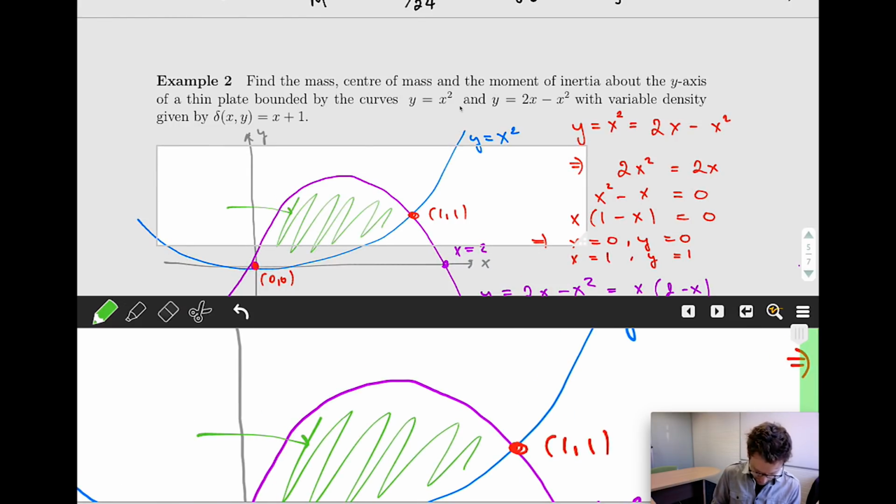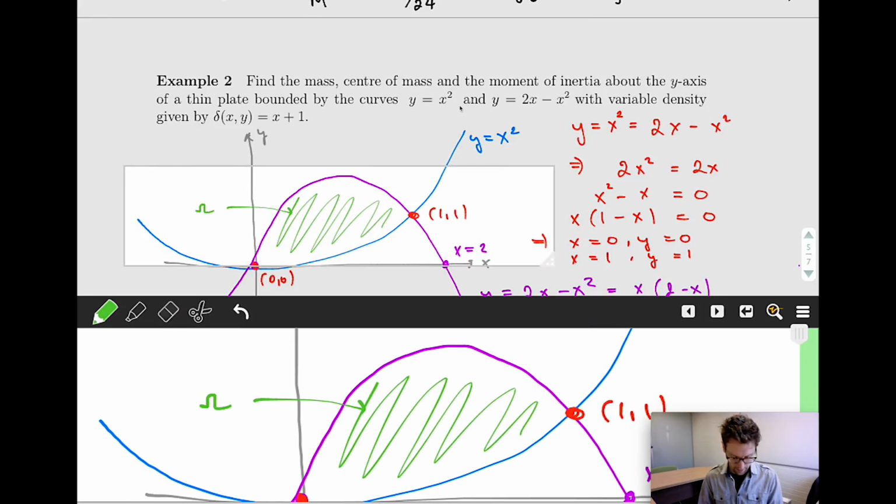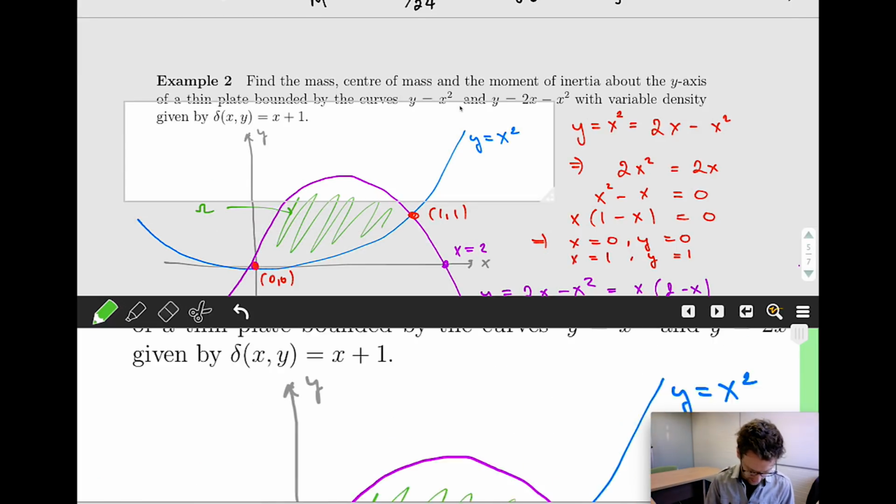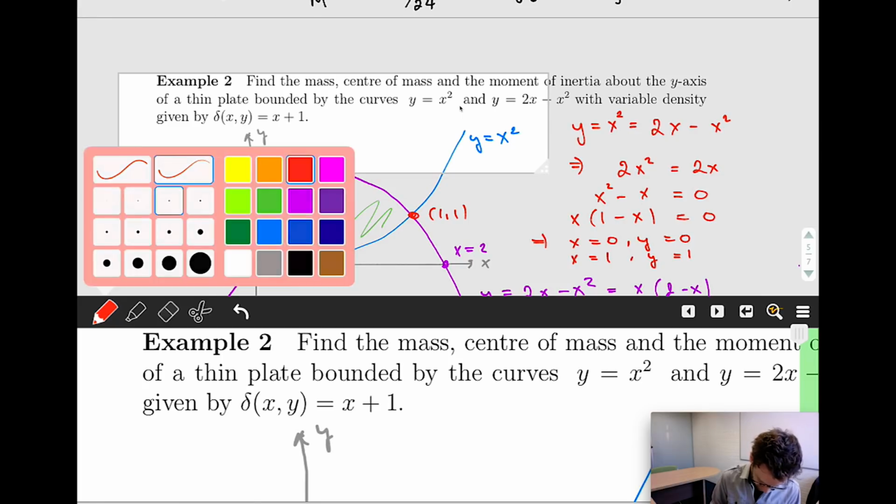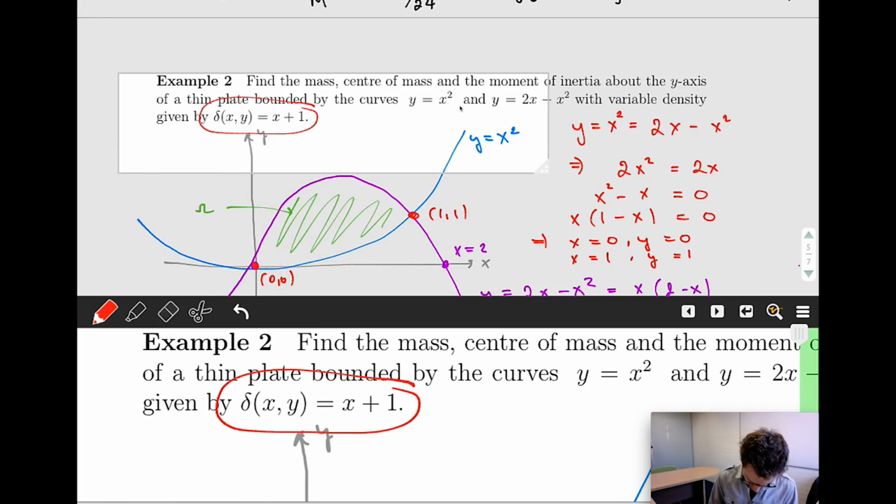And if we're going to make use of symmetry in this problem, we're going to have to think about whether or not this region of integration and the density are symmetric under exchange of x and y. So let's take a look at the density. It's given by this formula here. If I was to swap x with y and y with x, would I get the same expression for the density? And you can see that if I replaced x with y, my density would then be y plus 1, which is not the same.